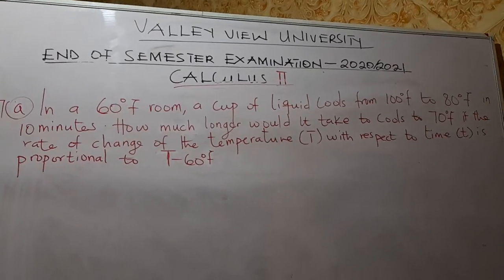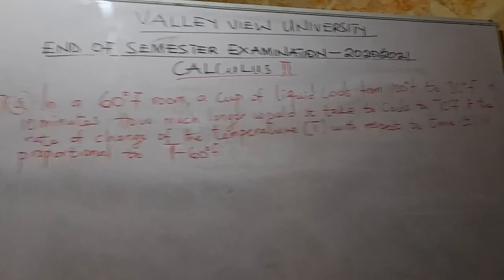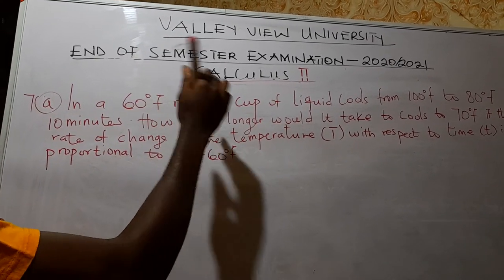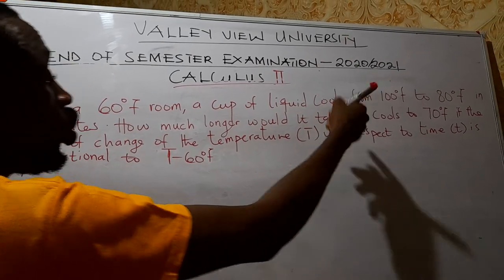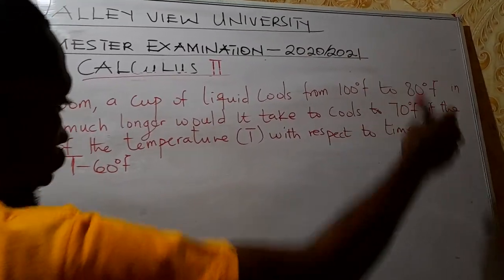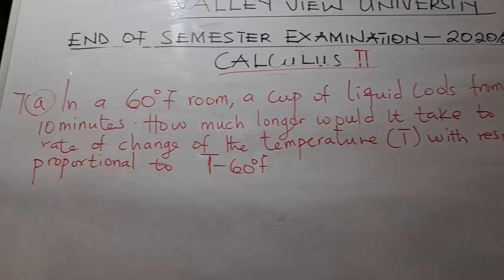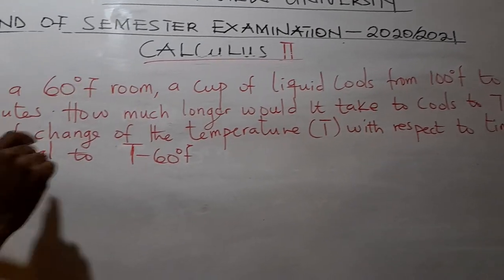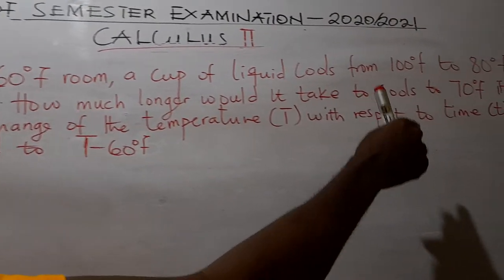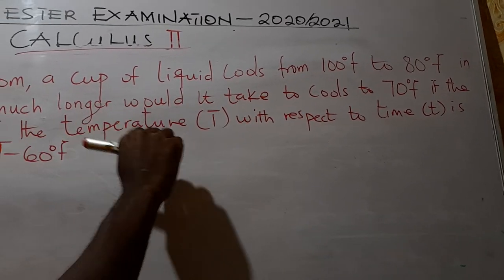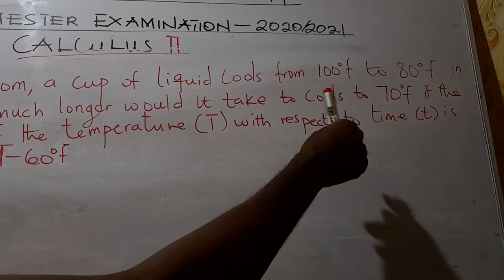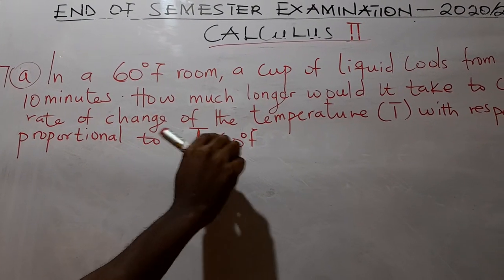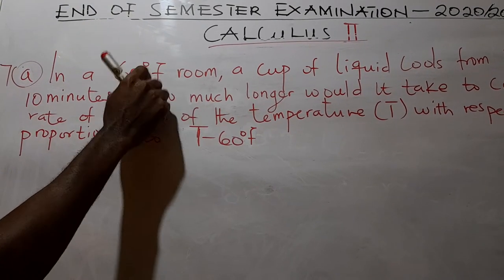So our number 7a, which is also worth 13 marks, says: in a 60 degrees Fahrenheit room, a cup of liquid cools from 100 degrees Fahrenheit to 80 degrees Fahrenheit in 10 minutes. How much longer will it take to cool to 70 degrees Fahrenheit if the rate of change of temperature, capital T, with respect to time, small t, is proportional to T, that's temperature, minus the 60 degrees Fahrenheit, the temperature in the room.